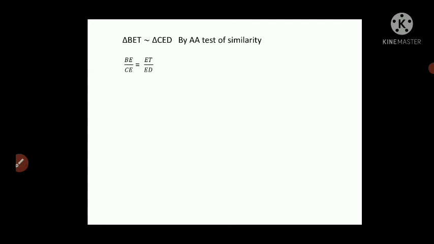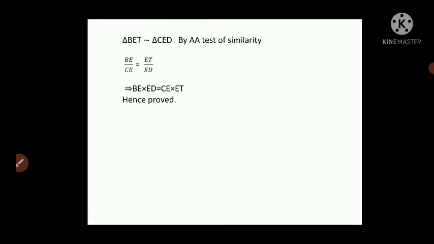So we will now take corresponding sides. BE upon CE is equal to ET upon ED, that is, corresponding sides are in proportion. Now when you cross multiply, you get BE into ED equal to CE into ET. So this is what we have to prove. Hence it is proved that DE multiplied by BE is equal to CE multiplied by ET.